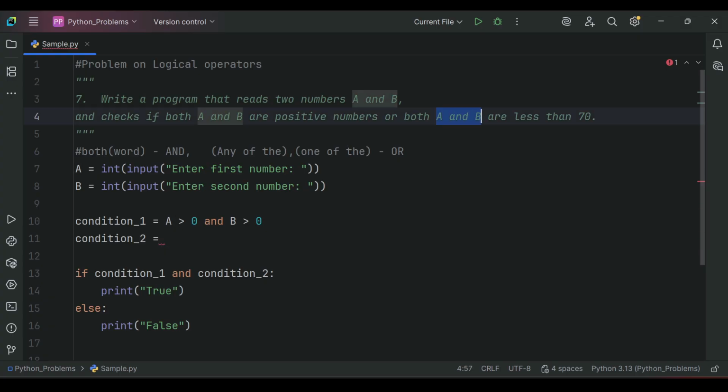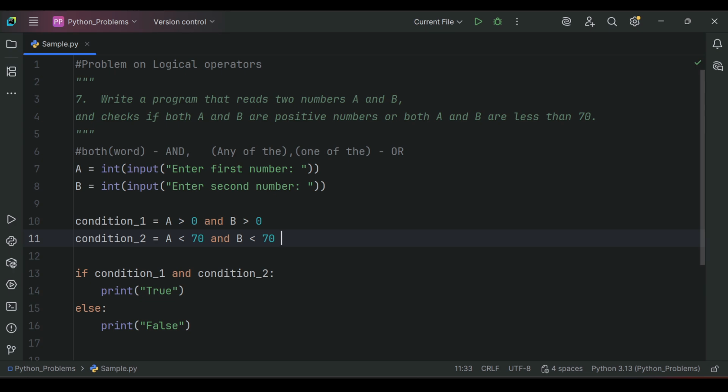Now, A and B are less than 70. That means A is less than 70 and B is less than 70.